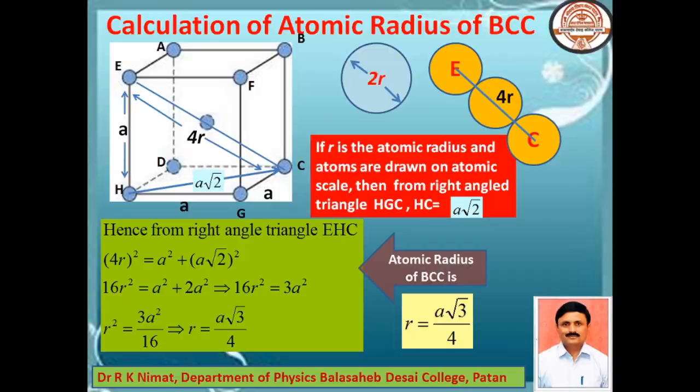Welcome friends. Now we are going to study how to calculate the atomic radius of body centered cubic crystal structure and face centered cubic crystal structure. We know that in body centered cubic crystal structure, atoms are present at the corners, and in addition to the corner atom there is an atom at the center of the unit cell.